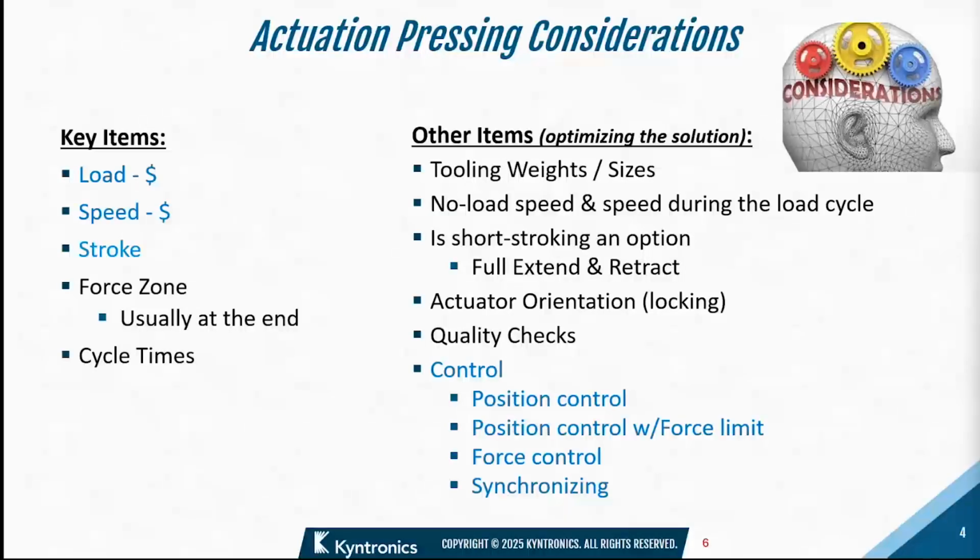With our system, we can go by the millimeter. Some of the others are various chunks, so that needs to be a consideration on the stroke. Force zone means where in the stroke the force usually gets applied. Most of the time it's not all the way through the stroke. Usually it's at the end. Cycle time, of course, is an important aspect that the customer is looking to obtain. The other items, again, as we go through the project, we're looking to optimize the solution: tooling weights, no-load speed, those sort of things.